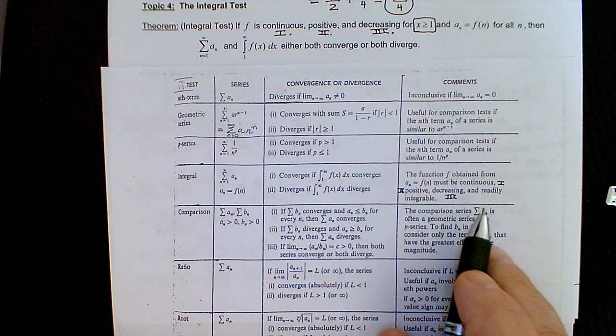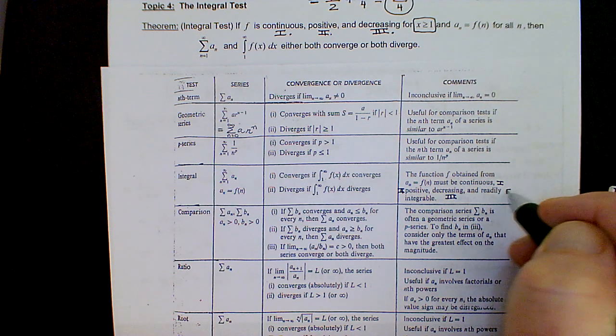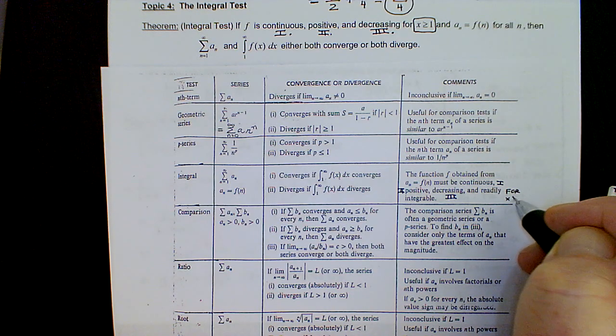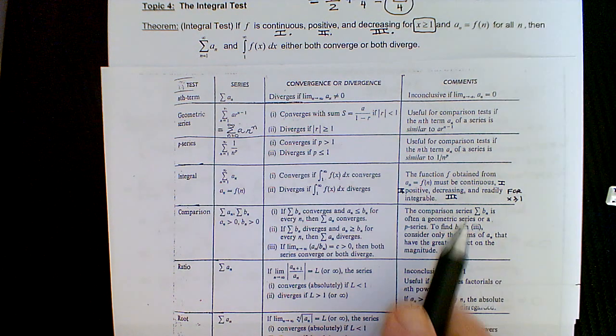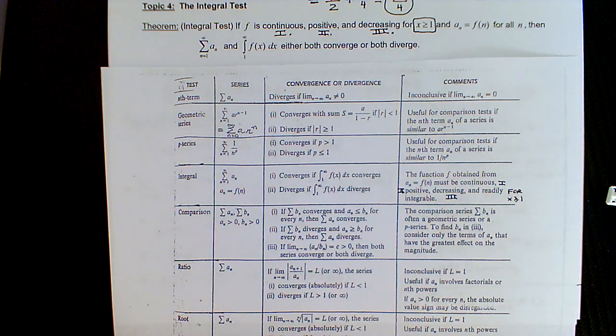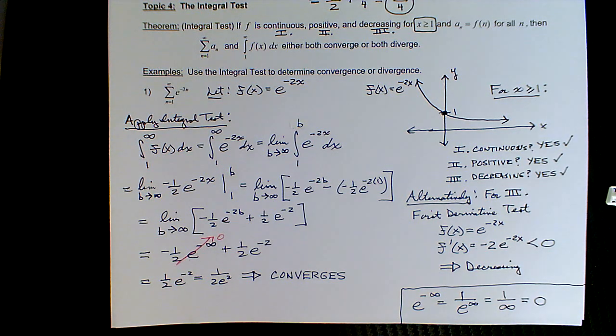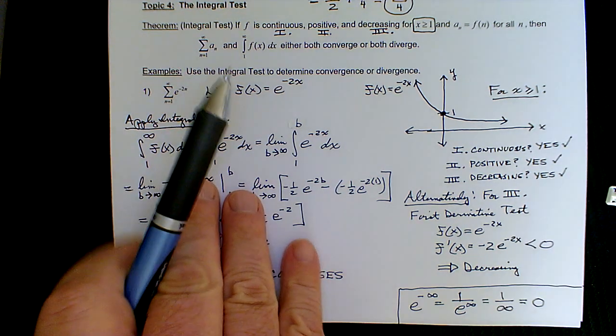And make sure you know that this is for values of x that are greater than or equal to 1. So make sure you realize you have to satisfy these conditions before you can apply the integral test. And that's basically what we did here with our graph. We showed an alternative way to use the first derivative test to show decreasingness, and then we went through and applied the integral test. And basically, if you get a number, it converges. If you get infinity, it diverges.